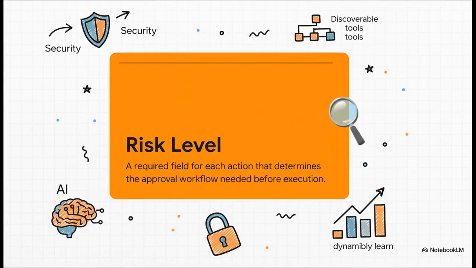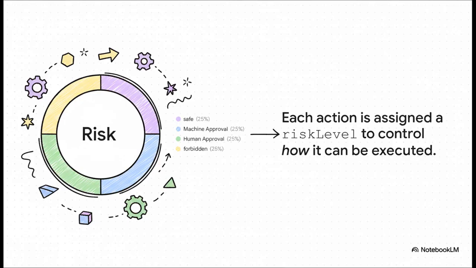This brings us to a super critical security feature. Every single action that you list in your /meta response has to declare something called a risk level. This is your way of telling SynthGrid what kind of approval workflow is needed before it's allowed to run, which gives you really fine-grained control over everything. And there are 4 distinct levels you can set.